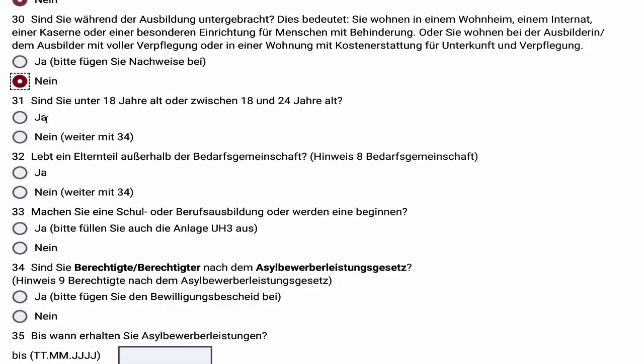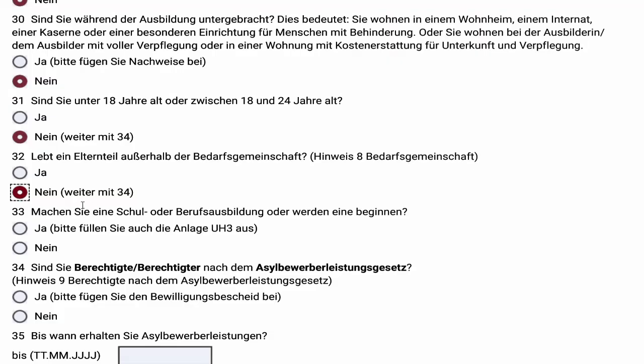If you're under 18 years old or between 18 and 24 years old, you mark yeah. If it's not the case, you mark 9 and continue with part 34. If one of your parents lives outside the benefits community, or he or she is not living with you in the family, you mark yeah or yes. If it's not the case, you mark 9 or no and continue with part 34.